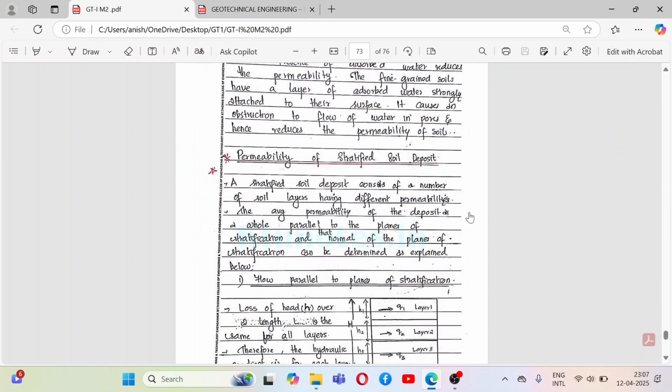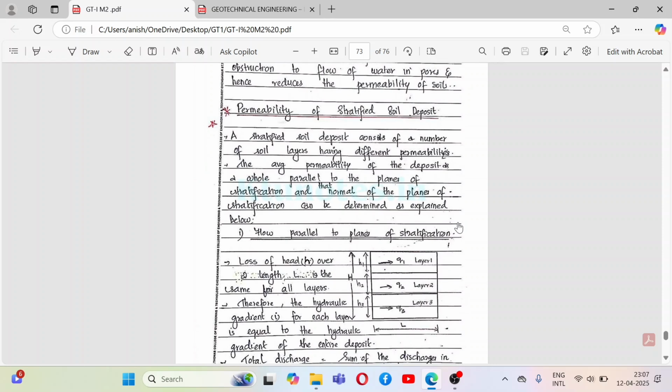Permeability of stratified soil deposit. A stratified soil deposit consists of a number of soil layers having different permeability. So the stratified soil is something which has a number of soil layers, and they will be having different permeability. The average permeability of the deposit as a whole, parallel to the planes of stratification and normal to the planes of stratification, can be determined as explained here.